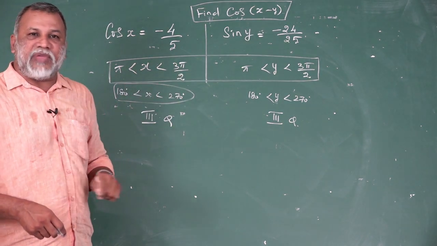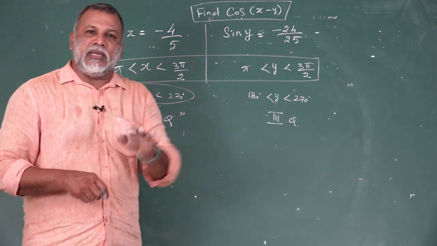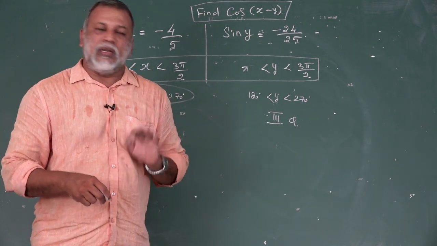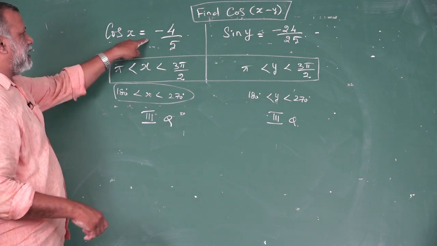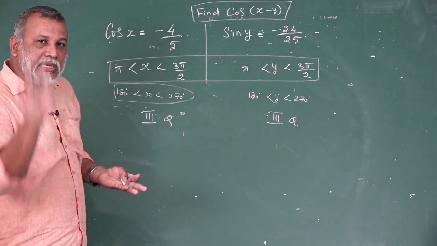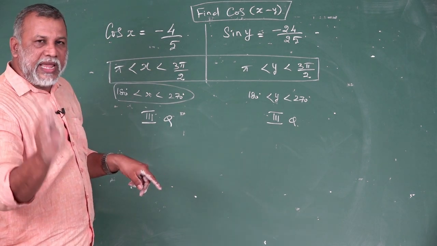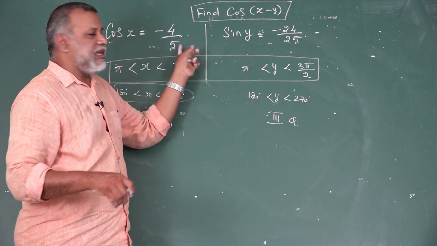By the concept of ASTC, in the third quadrant, T means what? Tan and its reciprocal, cot, are positive. Therefore, the remaining are negative. Cos negative, sin negative. Why are we getting negative? It lies in the third quadrant. In the third quadrant, except tan and its reciprocal, everyone gets negative. So all are negative here.